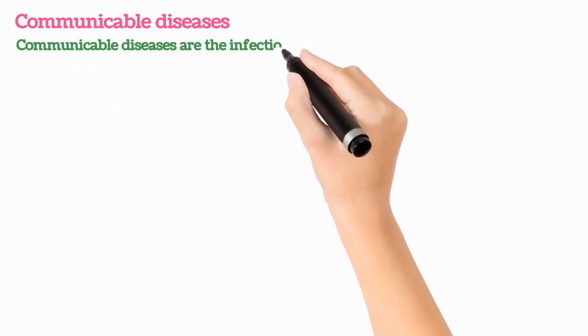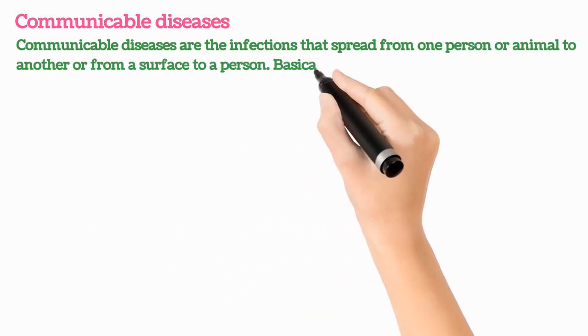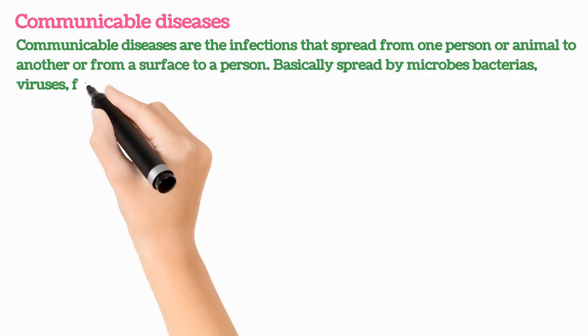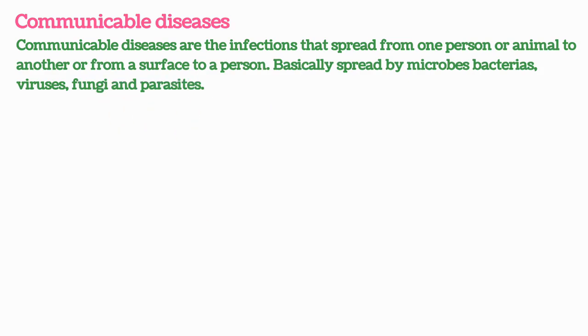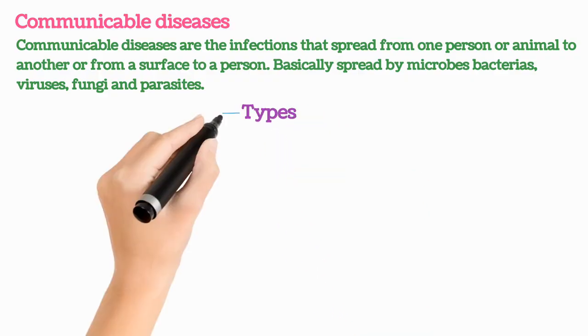So what are communicable diseases? Communicable diseases are basically infections that spread from one person to another, or from a surface to a person, from an animal to a person. So basically, these are spread by microbes like bacteria, viruses, fungi, and parasites.